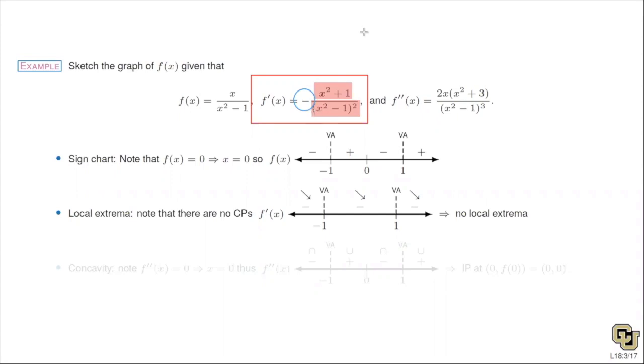It's not 0 anywhere. Here, the numerator is never 0. For the numerator to be 0, x squared would have to equal -1, and that's never going to happen because we're over real numbers. So there's no numbers that make the derivative 0. The derivative is undefined at plus or minus 1, but those are not critical points. We determined plus and minus 1 are actually vertical asymptotes.